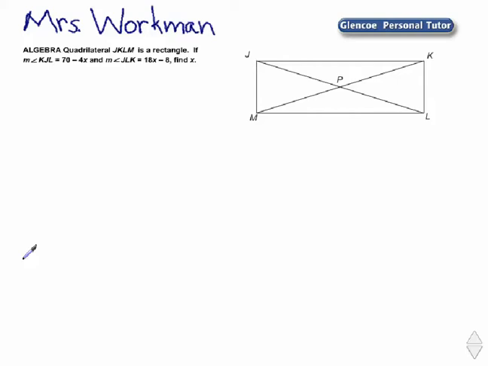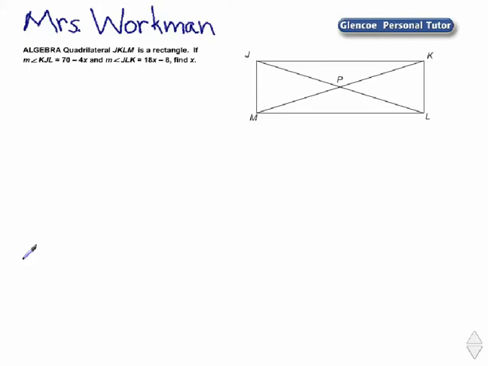Algebra. Quadrilateral JKLM is a rectangle. If the measure of angle KJL equals 70 minus 4x, and the measure of angle JLK equals 18x minus 8, find x.